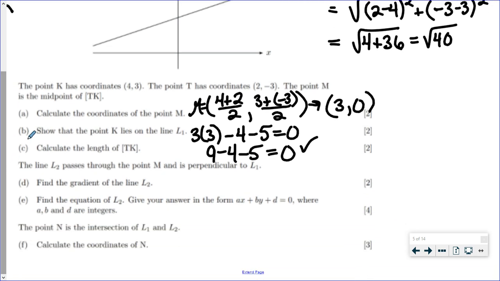Since we know these are perpendicular, the slope has to be an opposite reciprocal. The opposite reciprocal of 1/3 is -3.